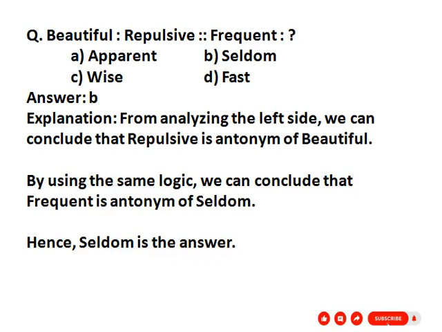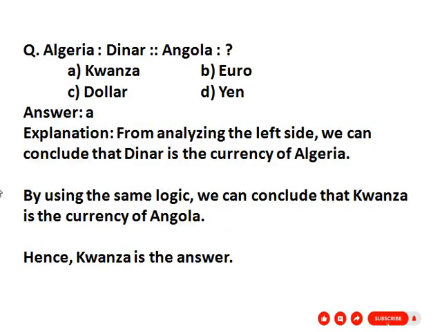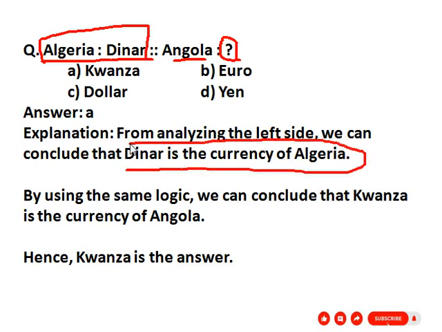Our next question is Algeria, dinar, Angola, question mark. So here first group given Algeria and dinar. So dinar is the currency of Algeria. So what is the currency of Angola? Kwanza is the currency of Angola. So here given option A, Kwanza. So our correct answer is option A.